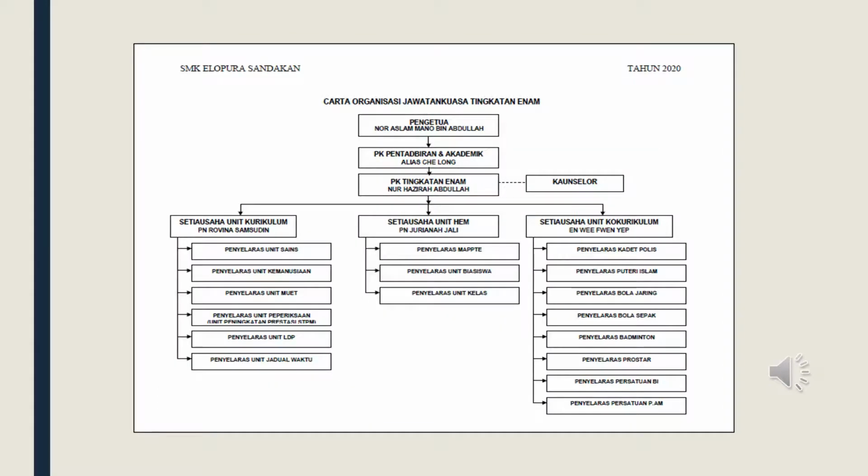SMK Elopura Sandakan contains two versions of administration management, as the school has students from Form 1 till 5 and from Form 6. The school has many students as there are two sessions of school attendance. The principal who is responsible for the school is Mr. Noor Alam Mano bin Abdullah. He is assisted by all his senior assistants to manage and handle the school.